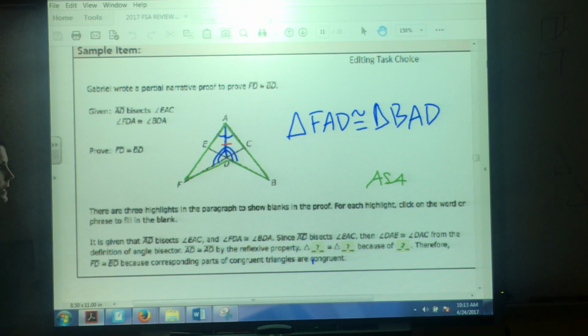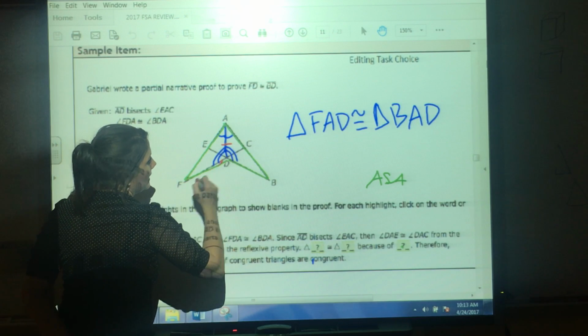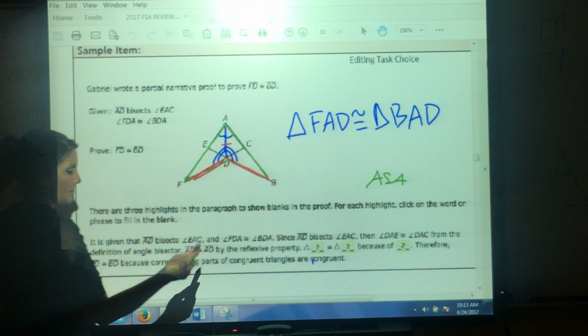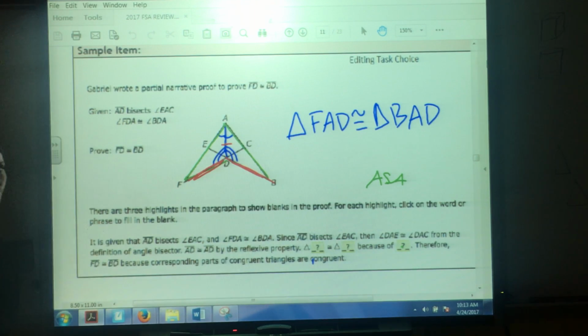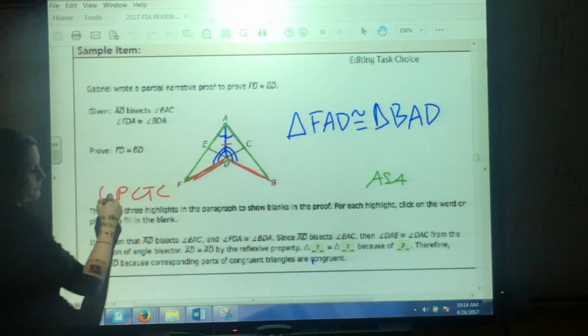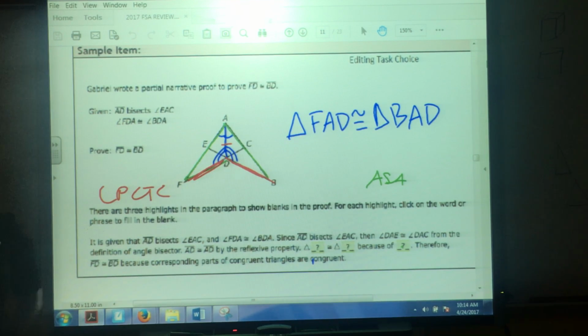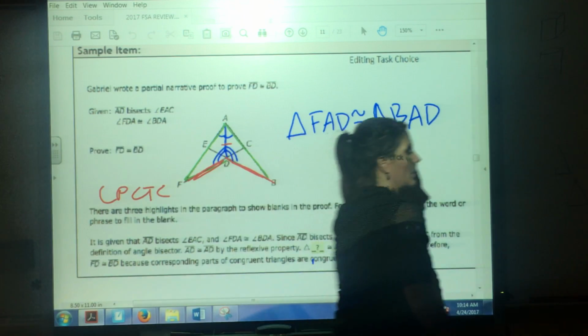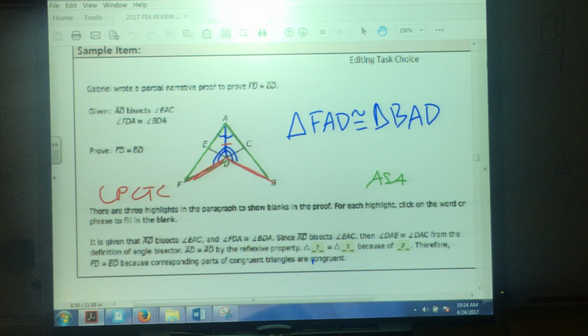Now from there, he can say that this is congruent to this because of CPCTC. That never goes away. CPCTC, you guys already know. Once you show that two triangles are congruent, you can then show that all of their corresponding parts are congruent. All right?